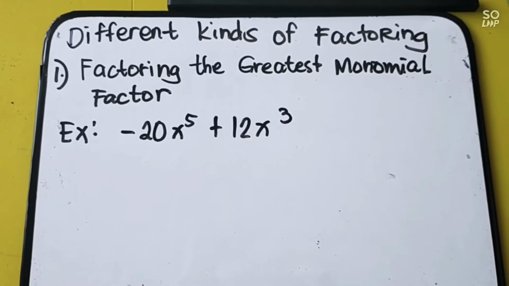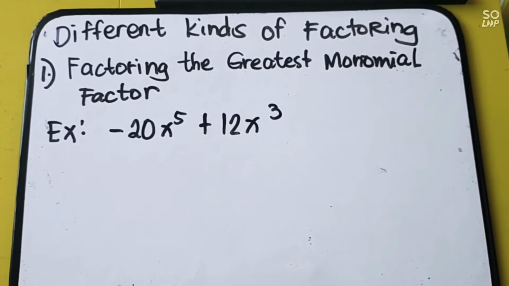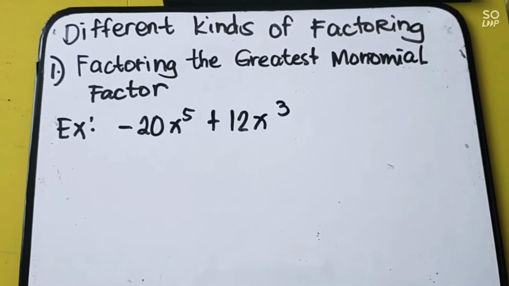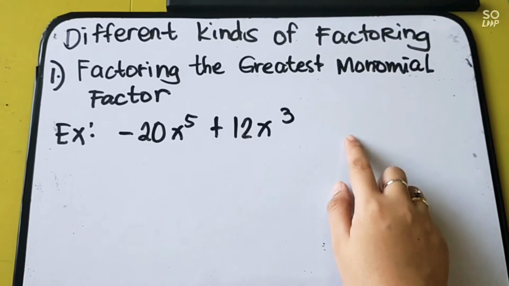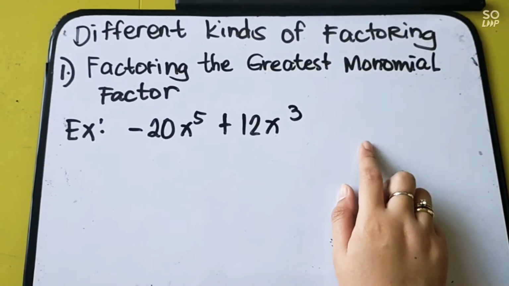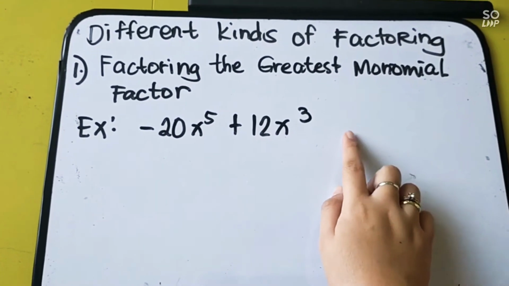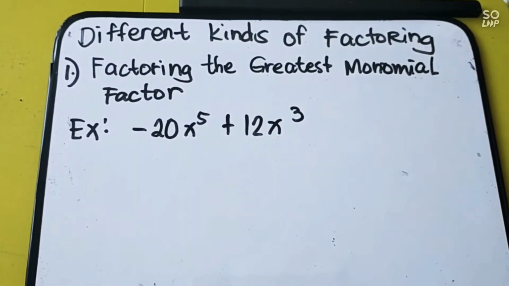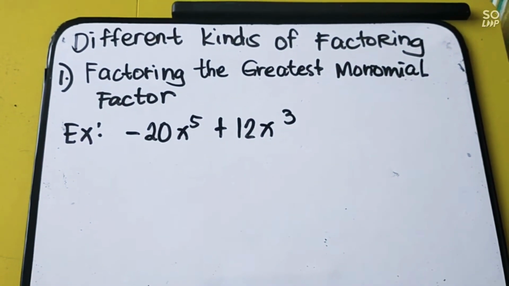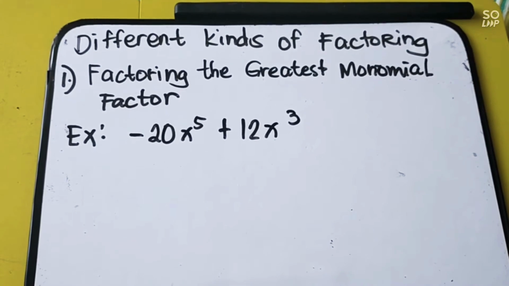Let's move on to different kinds of factoring. The first one is factoring the greatest monomial factor. This is the simplest factoring that we can apply to polynomials. You are going to find the greatest factor of the given polynomial.